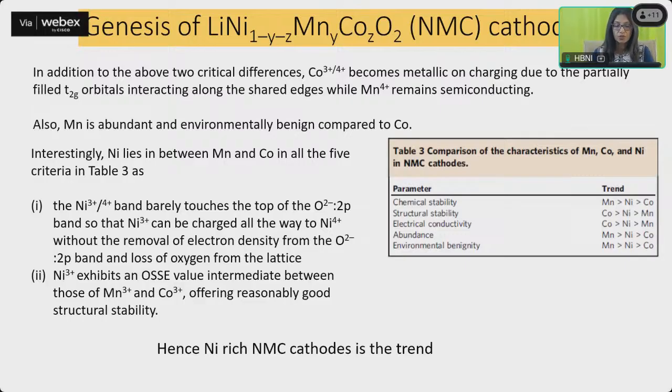So now you see, nickel 3 plus exhibits an octahedral site stabilization energy value, which is intermediate between those of Mn3 plus and Co3 plus, and this is offering reasonably very good structural stability. So that is why right now the idea is how we can get a nickel-rich NMC cathode. Okay, so that is the idea.